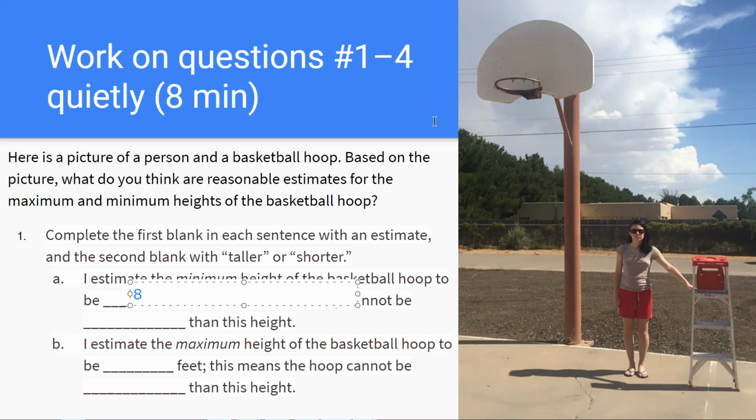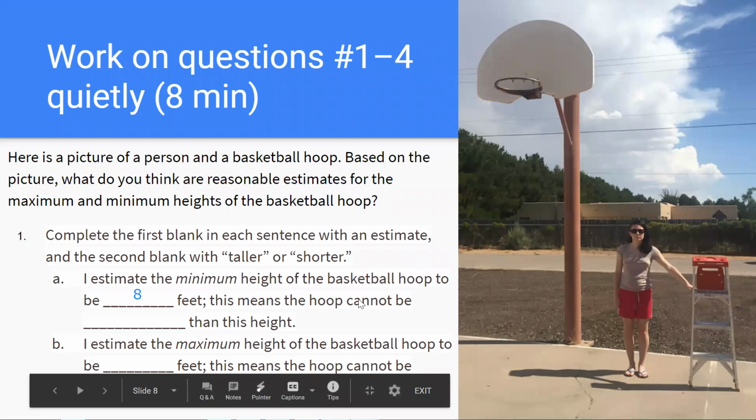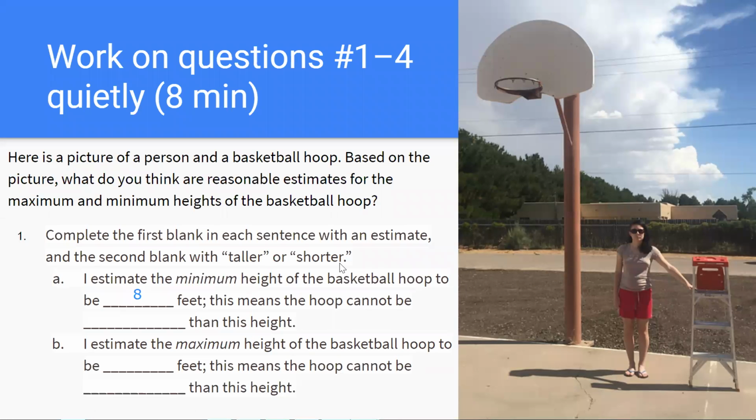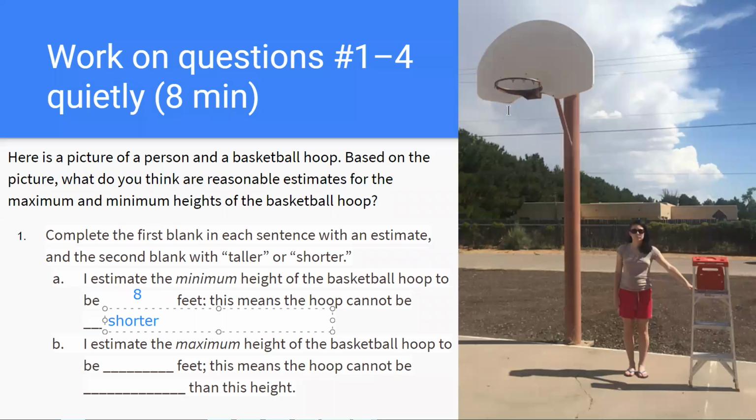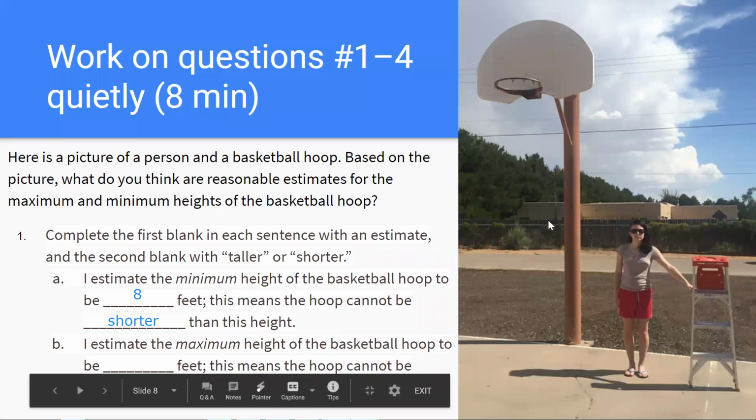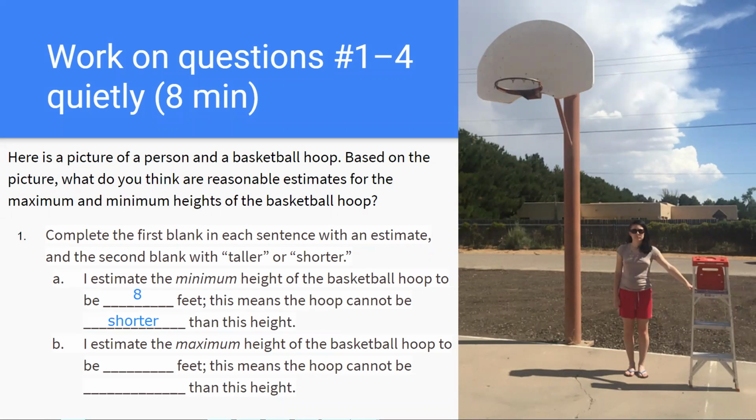That means that the hoop cannot be blank. So we're going to fill that blank in with either taller or shorter than this height. So if the minimum height is 8 feet, that means that the hoop cannot be shorter than 8 feet. So this basketball hoop here cannot be shorter than 8 feet. 8 feet is the minimum estimate.